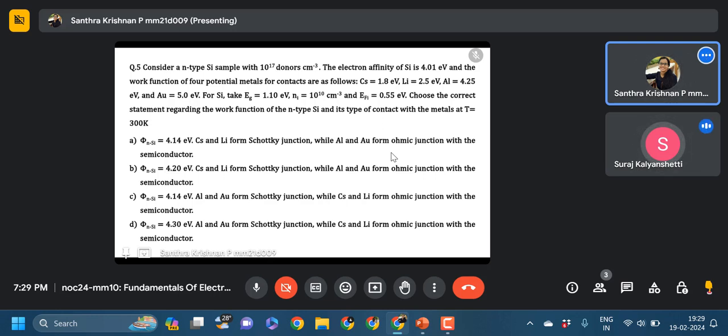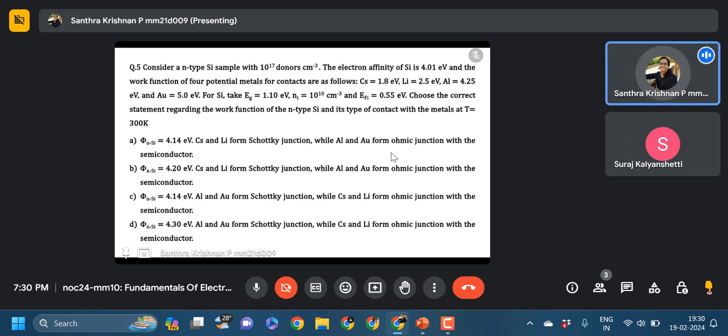Yeah, I was trying to do that only, not drawing the diagram. Because this is an N-type semiconductor, Schottky is formed when phi m, the work function of the metal, is greater than phi semi. Yeah, it is Schottky, and the other way around is an ohmic junction. So this we can solve, right?